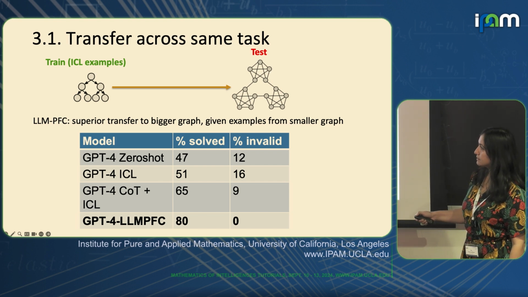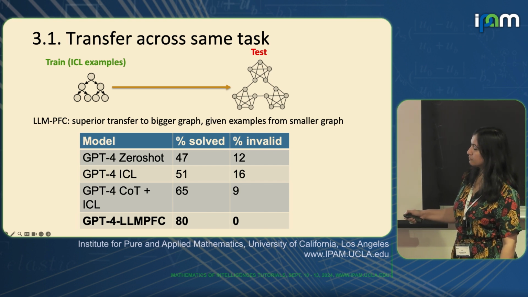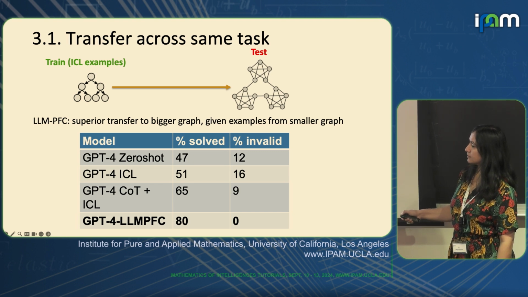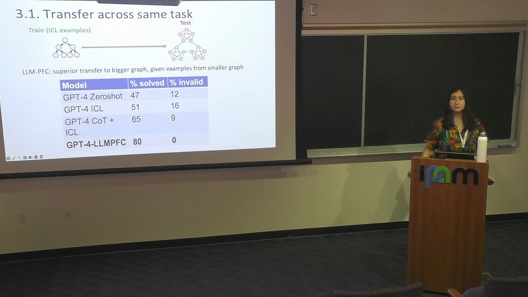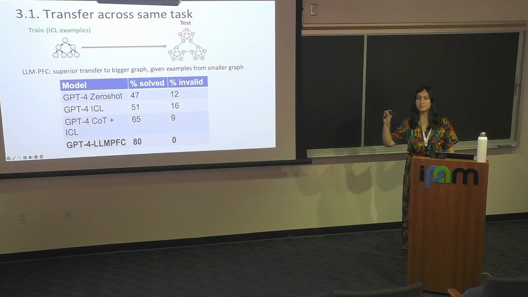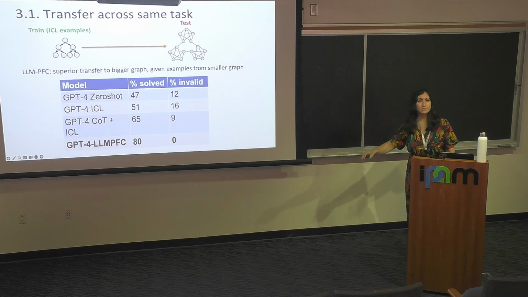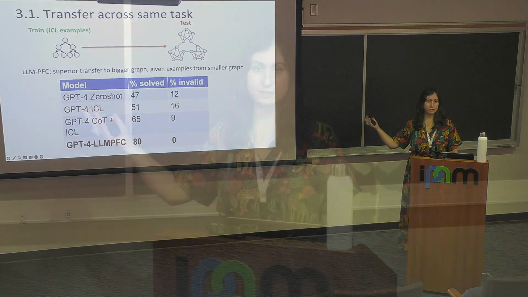So what you see here is that GPT zero shot is at 47%, in context learning is at 51%, with chain of thought, et cetera, it's at 65%, with LLM-PFC it goes to 80% with 0% invalid. So we could have a superior transfer to bigger graphs, even though these were examples of a small graph on the same task. Remember, I had those 15 tasks for different size graphs. So this was interesting, that you can transfer from a smaller to bigger. It's similar to the transfer we observed from Tower of Hanoi 3-disk to 4-disk, right?